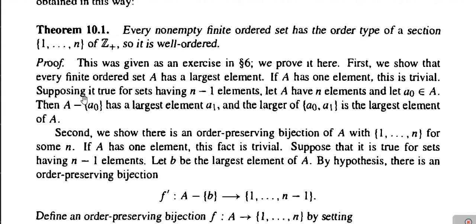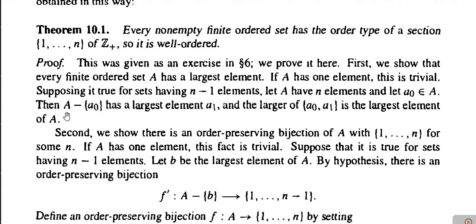We suppose that the statement is true for all sets having n-1 elements. We are using mathematical induction here. Next, let A have n elements, meaning set A has one element more than the sets having n-1 elements, and let A0 belong to the set A. Then definitely the set A minus the singleton {A0} has the largest element. Why? Because we have supposed it as per our supposition in the mathematical induction.